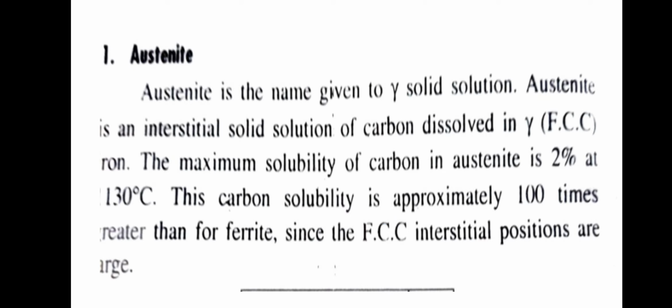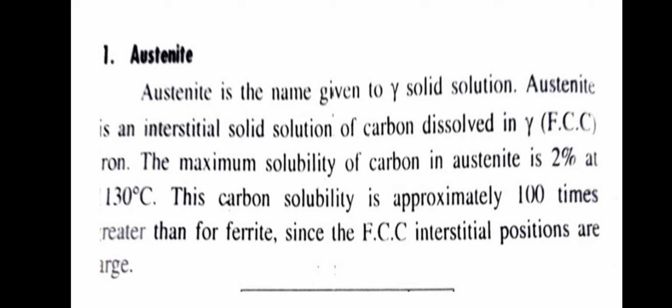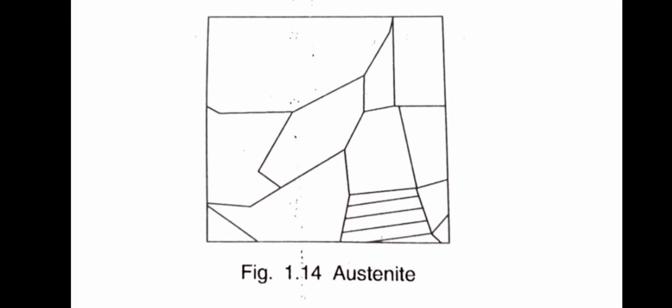First one, austenite. It is the gamma solid solution. The gamma solid solution is nothing but austenite. It is an interstitial solid solution of carbon dissolved in gamma iron. The maximum solubility is 2% at 1130 degrees Celsius, and it is 100 times more than that for ferrite. Next, we can see the diagram of the austenite crystal structure. It is an FCC crystal structure. It has more solubility; carbon solubility in iron is more.